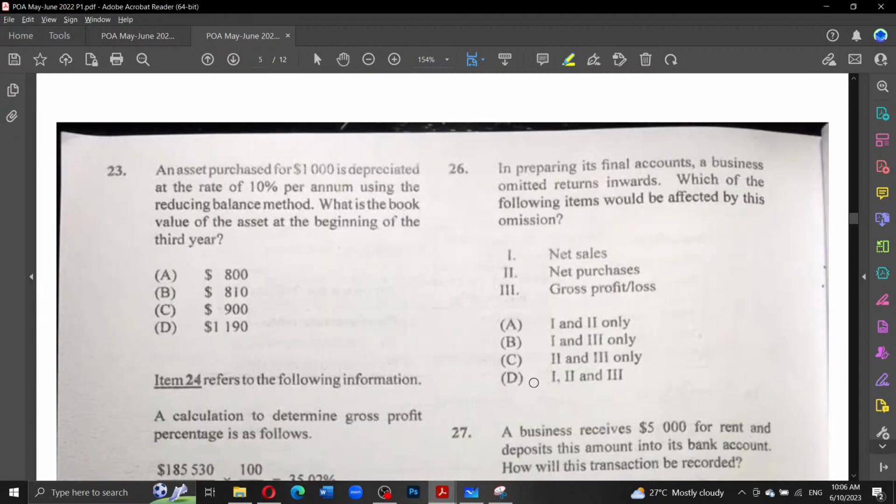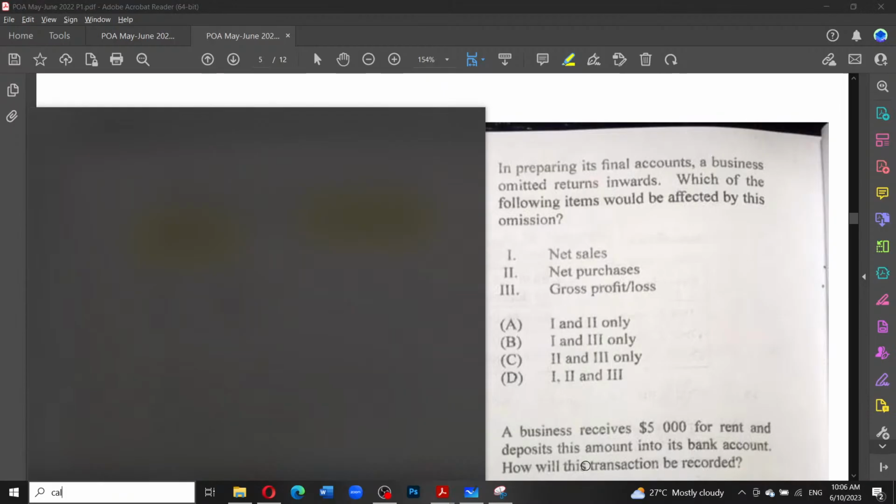An asset purchased for $1,000 is depreciated at a rate of 10% per annum using the reducing balance method. What is the book value of the asset at the beginning of the third year? So the beginning of the third year is basically the end of the second year. So it has been used for 2 years and they're asking for the depreciation. So let's go to the calculator.